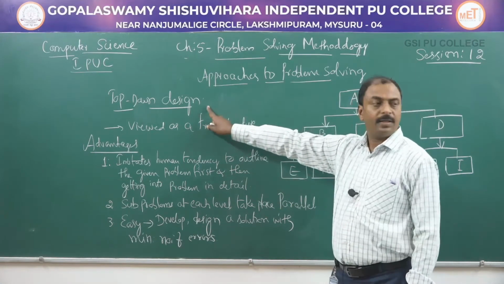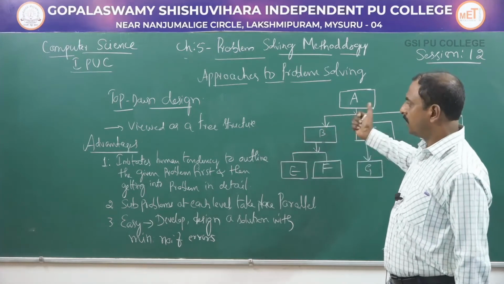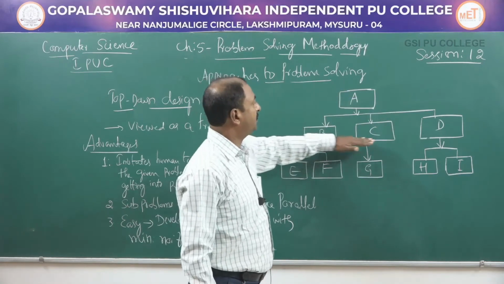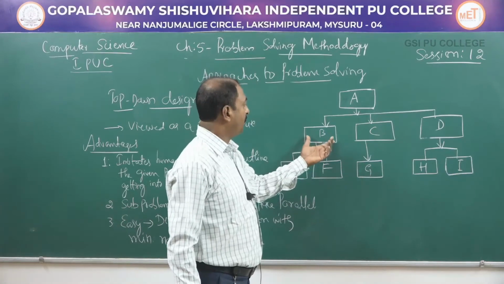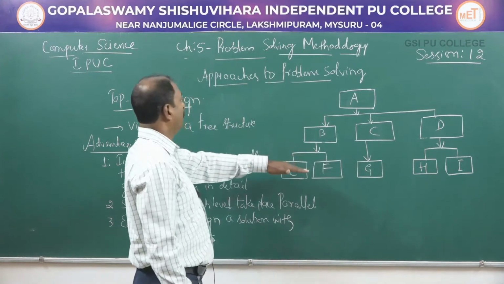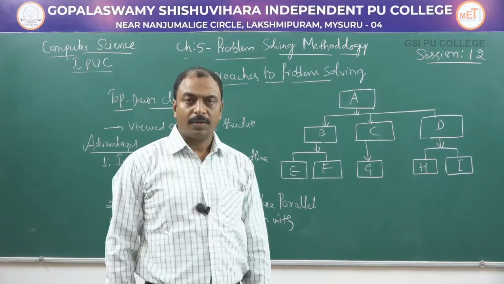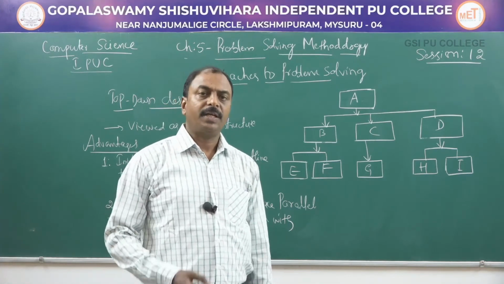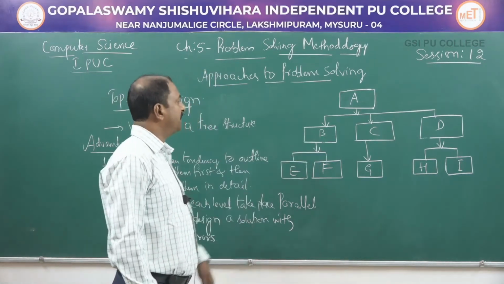This top down design can be viewed as a tree structure. Here the example shows the tree structure, where A, B, C, D are the sub programs or sub problems. Again B will be divided into two sub problems and so on. Given any problem, human beings will outline the problem first, then get into the problem in detail. That's what we are doing in this designing method.